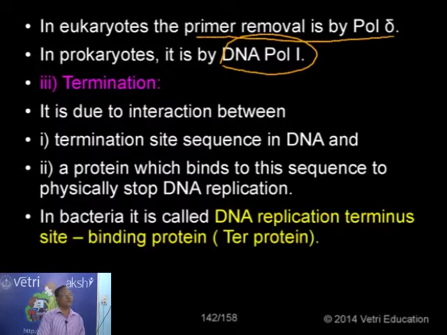Now, what is termination? So there are three events that I mentioned, and all events are enzymatically catalyzed and also coordinated.